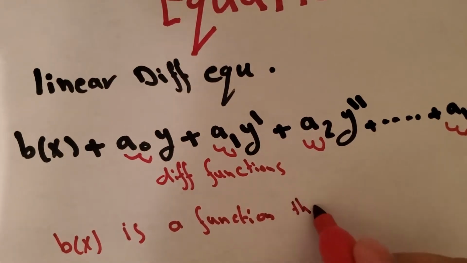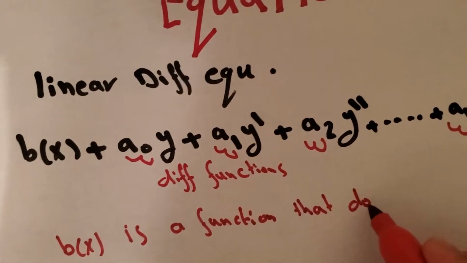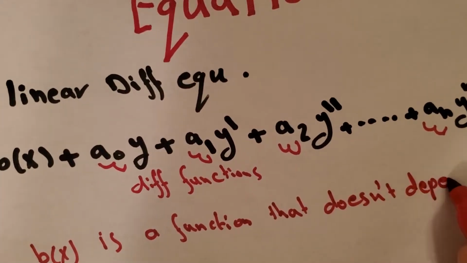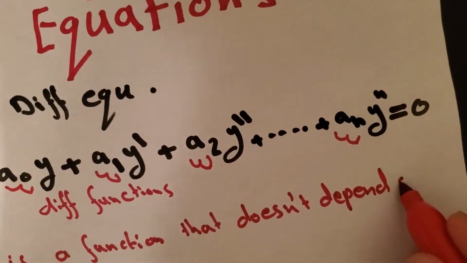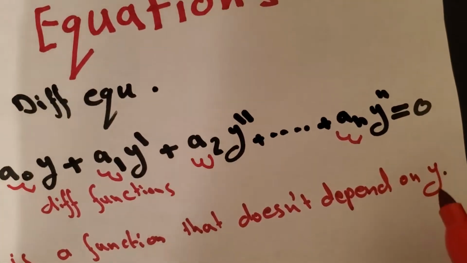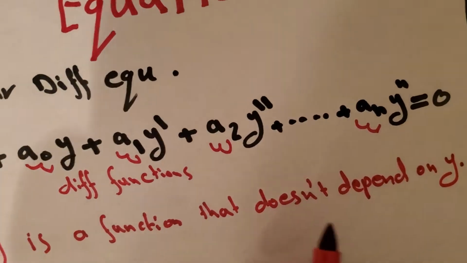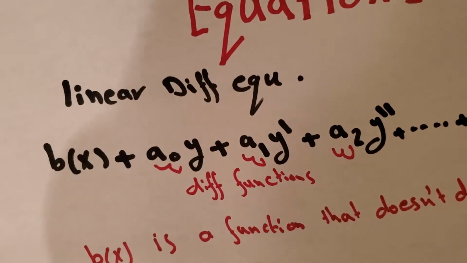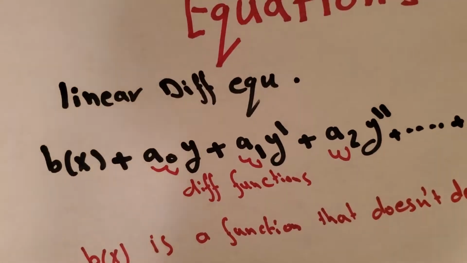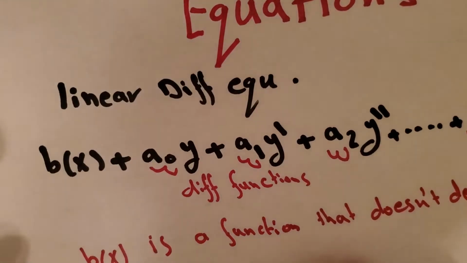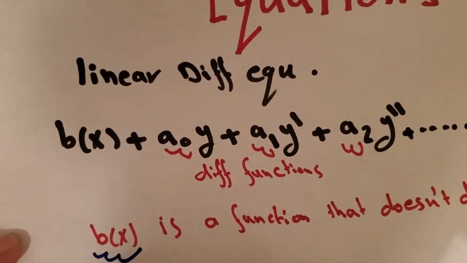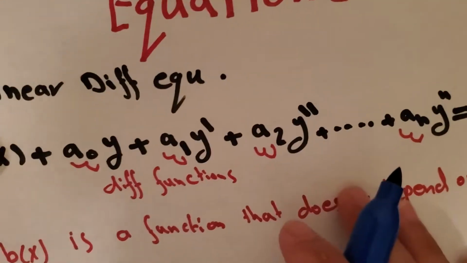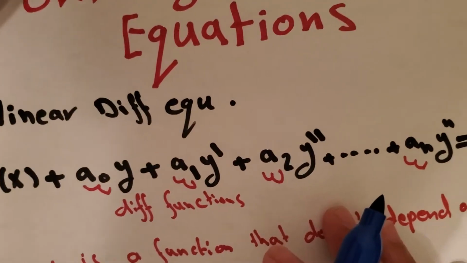that doesn't depend on y, and we call b(x) the constant term. This we call the constant term.